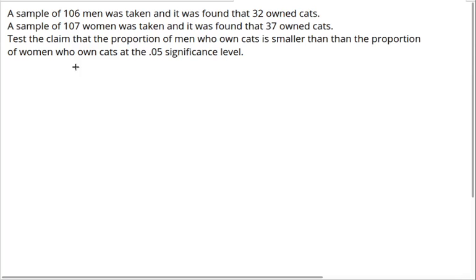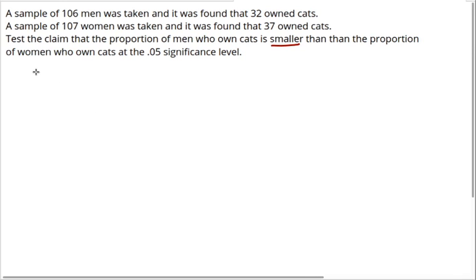In this problem, I have a sample of 106 men and 32 of them own cats, and I have a sample of 107 women and 37 own cats. I want to test the claim that the proportion of men who own cats is smaller than the proportion of women who own cats at a 0.05 significance level. All right, so smaller is a key word here. Less than would mean the same thing.